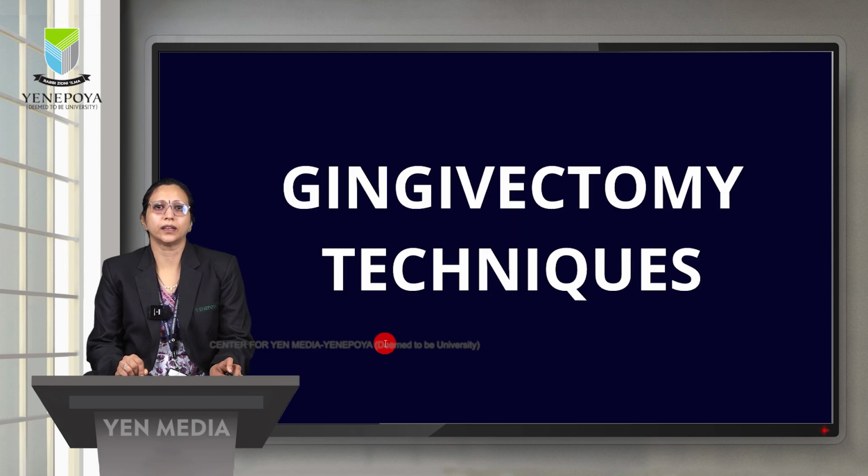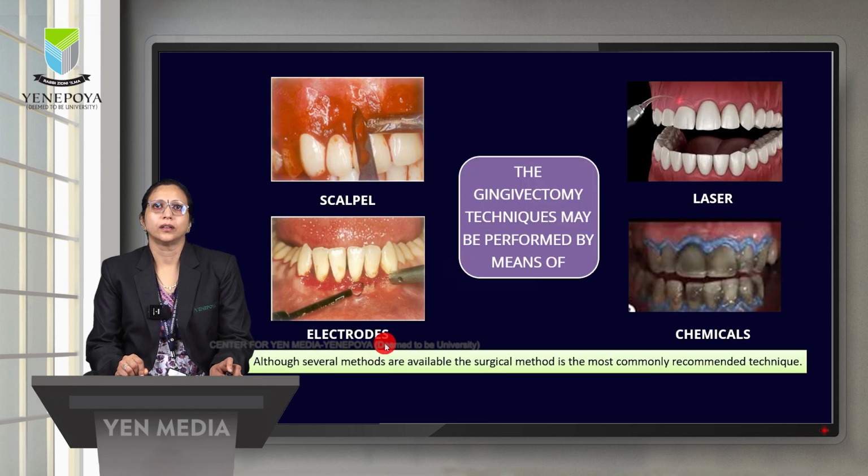Now, there are various techniques and various tools which can be used for gingivectomy. So, let us discuss this. Gingivectomy may be performed by means of a scalpel, that is the blade, by laser, by electrodes or by chemicals. Although several methods are available, the surgical method is the most commonly recommended technique, and of late laser gingivectomy is also highly used because of its hemostatic properties.